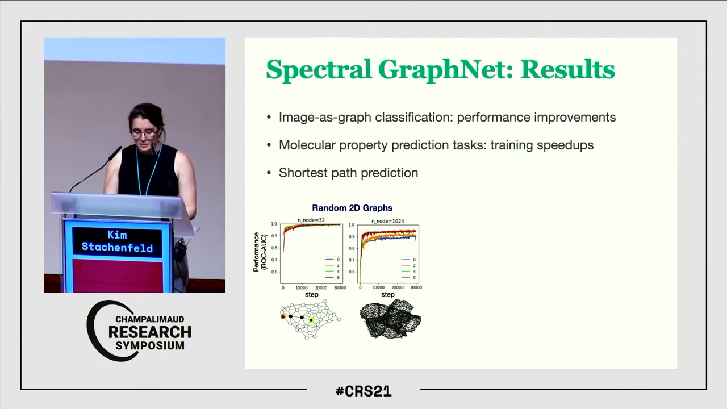So we looked at some image as graph classification problems where we basically did image classification but just represented the image as a graph. And we get performance improvements in those domains. We also looked at some standard molecular property prediction tasks and see that we get much faster training when we use this. And we looked at shortest path prediction in problems where the graphs have different statistics associated with them and find that in some problems, this helps a lot.